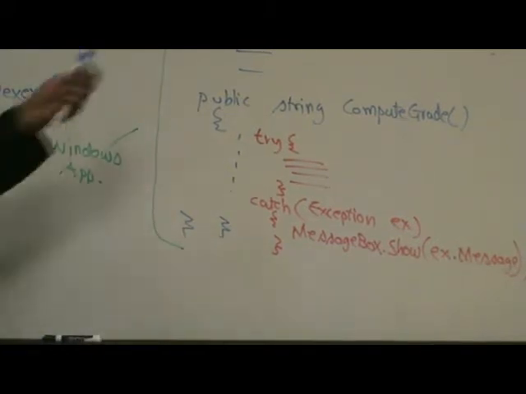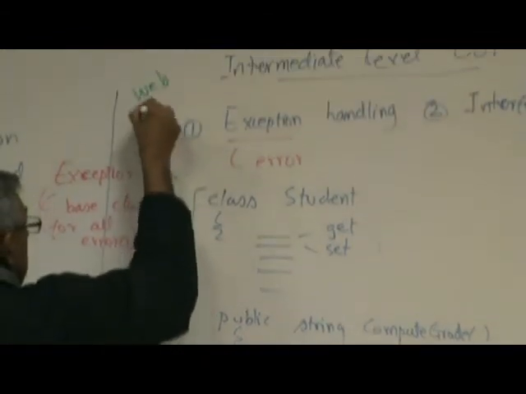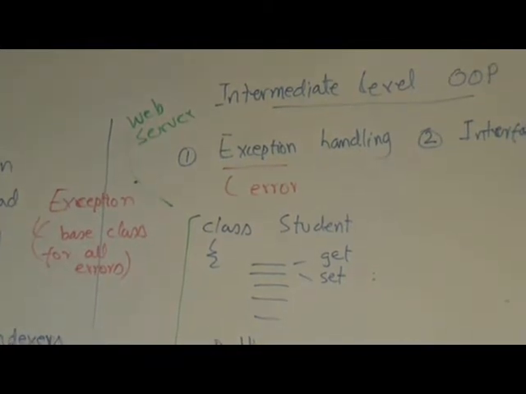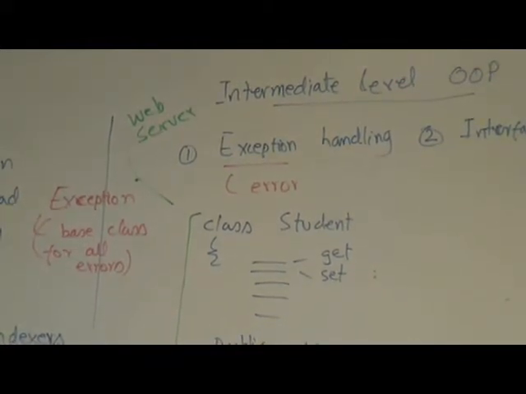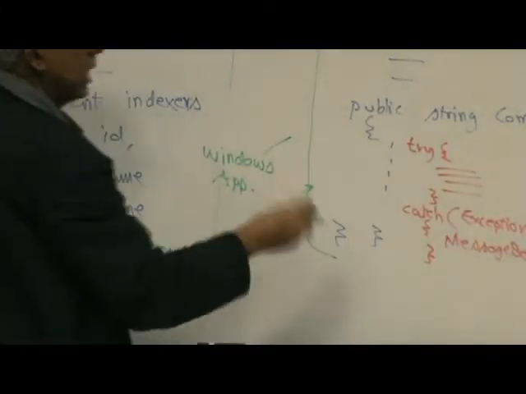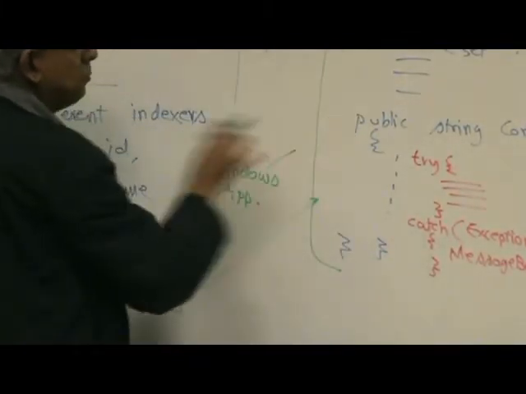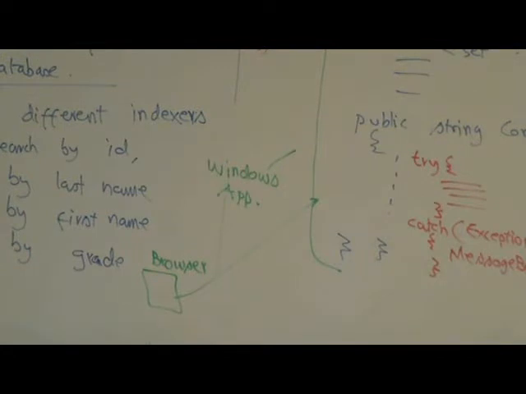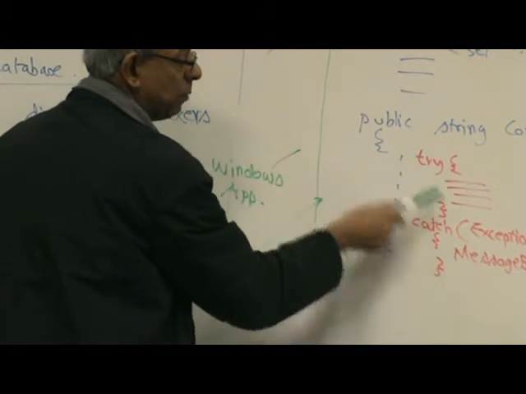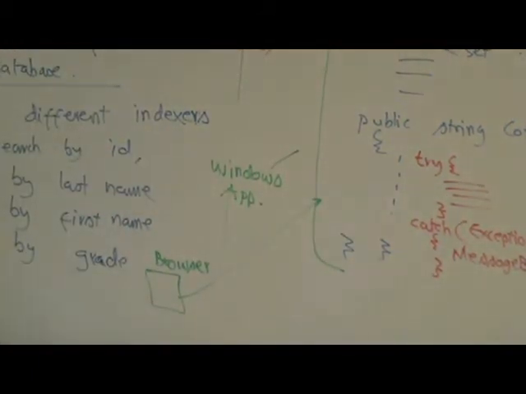But what if you were using the student class in a web application, and this code is running inside the web server? Remember, somebody will connect through a browser to your web server. This code is running not on the same machine as the client, but on the web server, which is a totally different machine somewhere far away from you. So even if you popped up a message, where will it pop up? In the web server. The client will never see it.